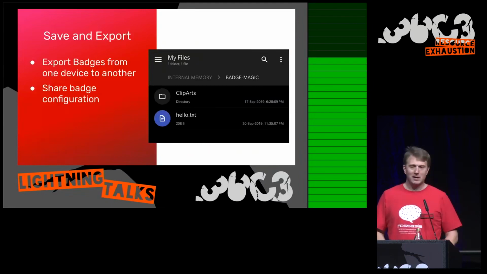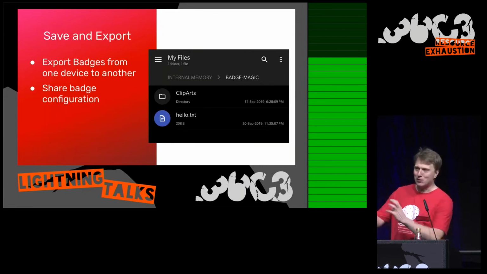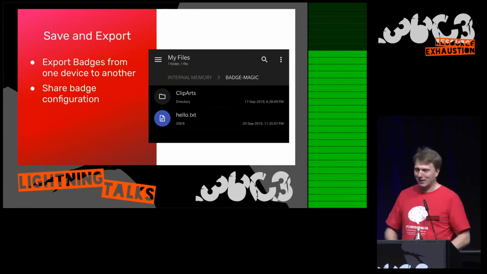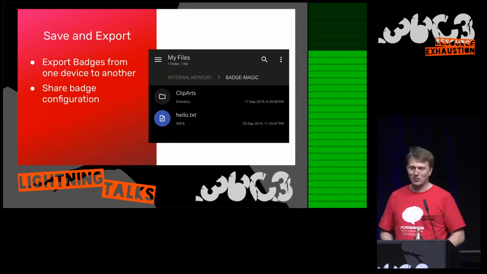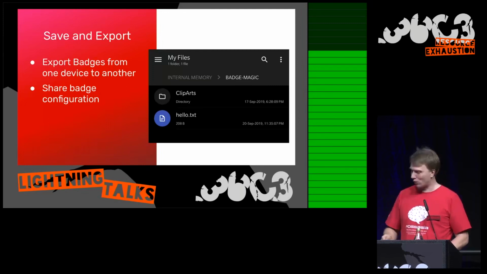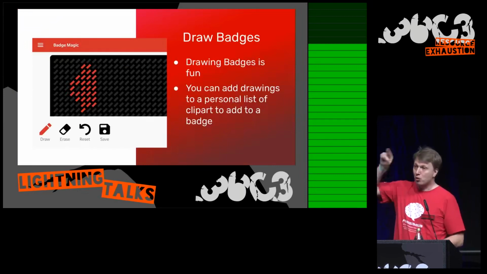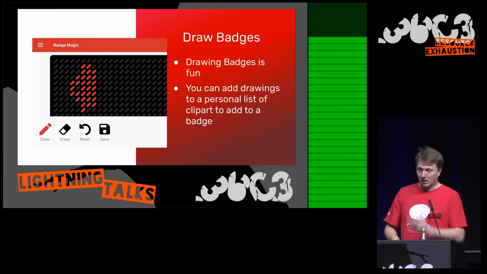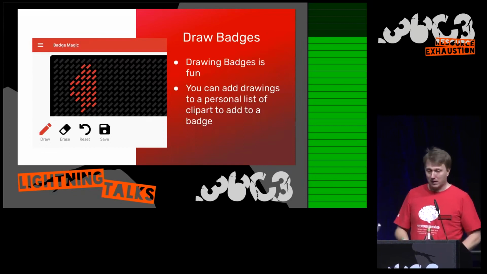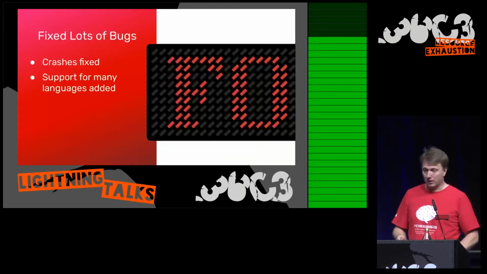For example, let's say you really make your badge, you create a clip art, and you make it really nice and you want to share it with your partner or with your friends and so on. So we implemented now export badges to one device, share your configuration. Why not? Import, export. Then also a nice thing that the original app doesn't have is drawing things. So you can now have a drawing mode where you draw on the badge, and then you can have it as a badge kind of feature. And there can be a lot more things that we can do here as well.